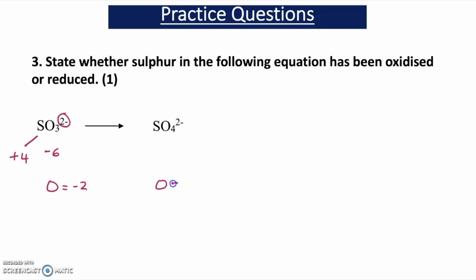And in SO4 2-, the oxygen is once again -2, so I have 4 of them, so that's a total of -8. Once again, the ion has a 2- charge, so I need to cancel all the minuses but 2, so the charge on the sulfur is +6. So during this reaction, sulfur's oxidation state goes from +4 to +6. The oxidation number has increased, so therefore oxidation has taken place and therefore sulfur has been oxidized. 1 mark if you recognize this.